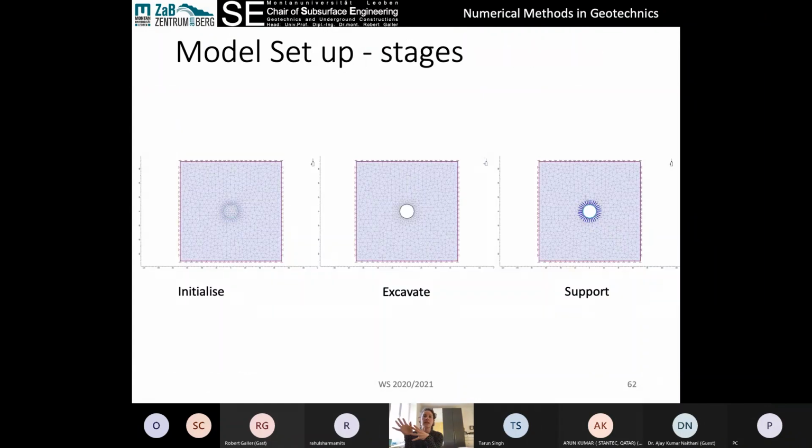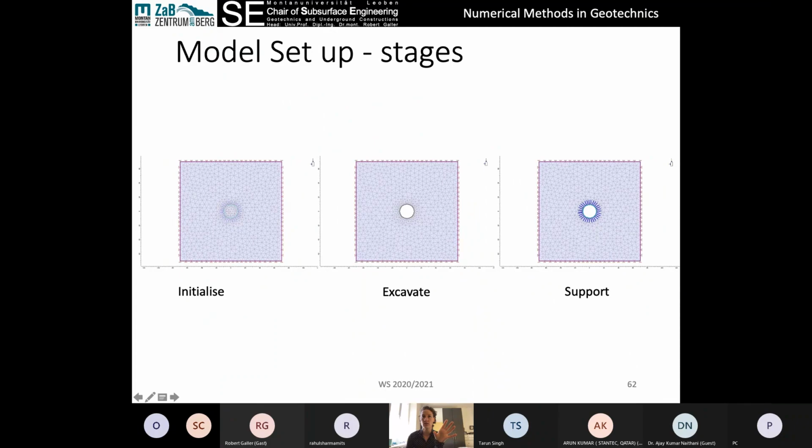So visualizing this then for a tunnel, we have our initialize step, which is super critical. Then we can start to excavate, and then we have to consider our support. And this is a nice, simplistic way of looking at the staging of our excavation. So this requires us to set up different stages in our model to think about how we will simulate the excavation process. So we start with our initialize.